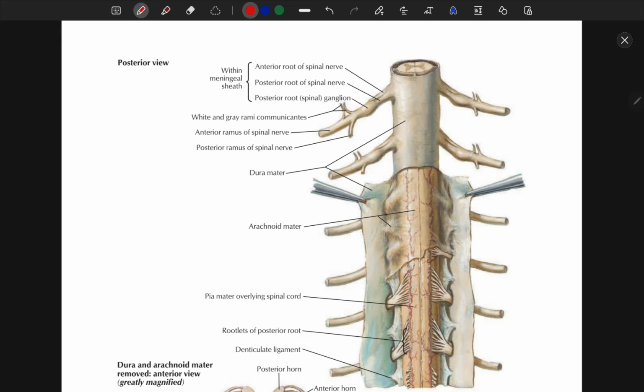This is the spinal cord and it is covered by the dura mater. Dura mater is single layered, whereas the cranial dura is double layered. And this is the arachnoid membrane, and here you have the pia mater. So it is covered by dura mater, arachnoid, and pia mater.